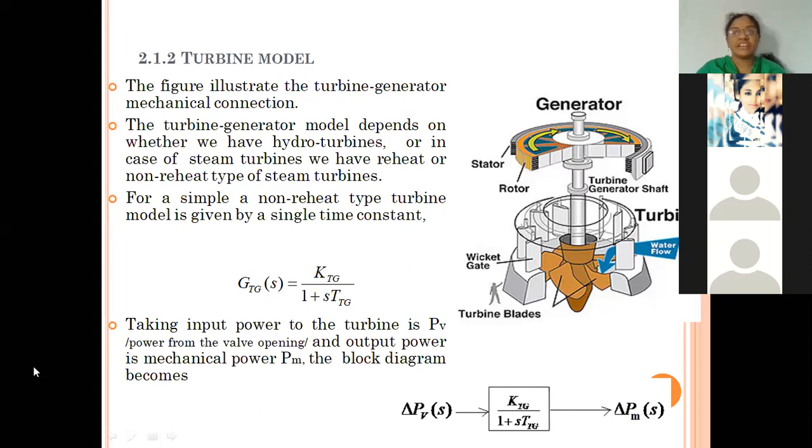We get one block diagram of the power station, in the way that in the control unit this block diagram is going to be there.